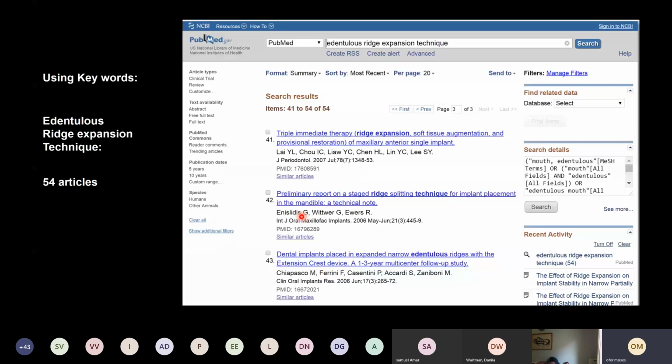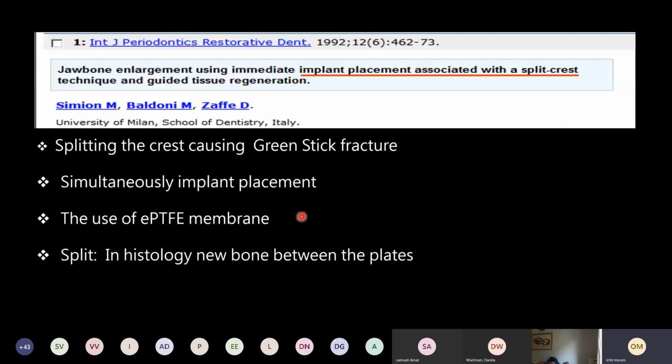Now, one of the first people to introduce this technique was Massimo Simeone from Italy. He did a split crest causing a green stick fracture. In the study that he reports, he did a simultaneous placement. He used a Gore-Tex membrane, and he also took histology.